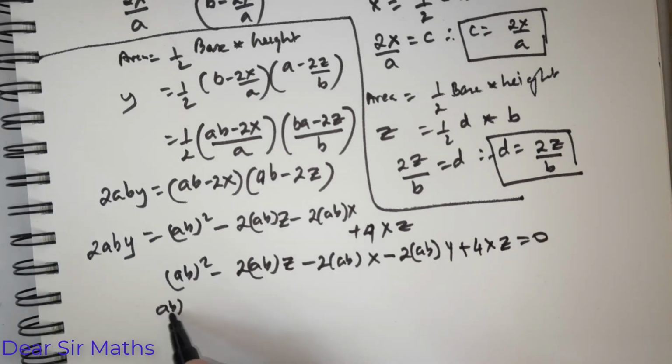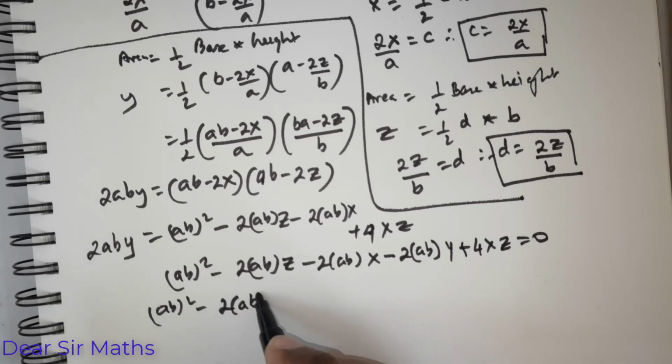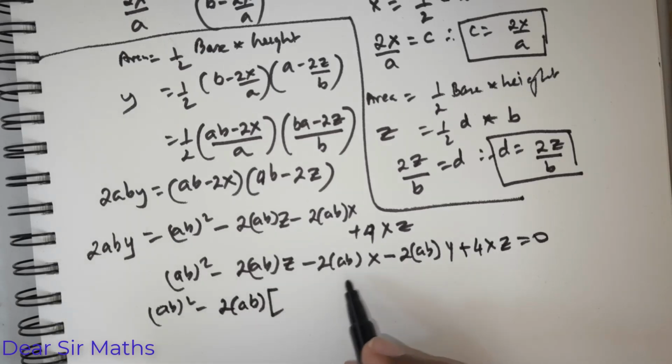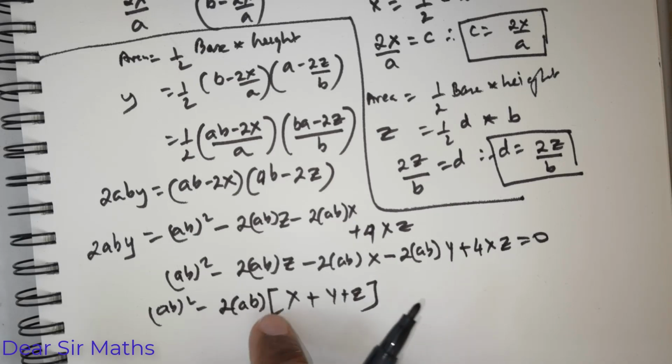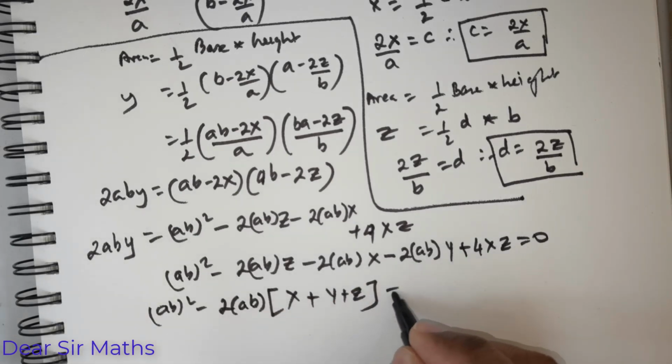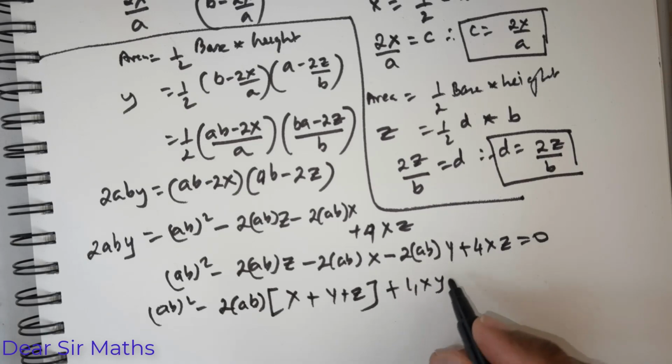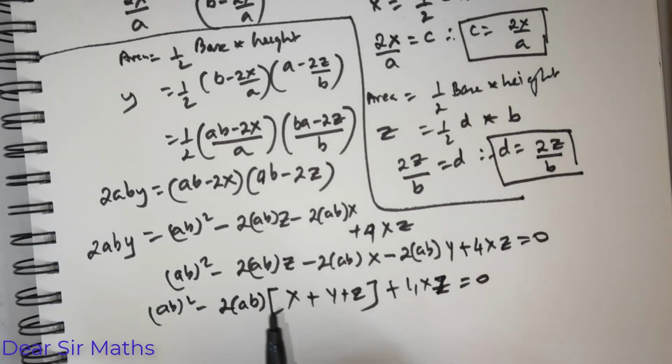So I got AB squared. I take A out, B out. So I take a 2 out, I take an A out, I take a B out. So this is going to be X plus Y plus Z, right? I've taken a 2 out, and AB out, followed by 4 times XZ, which is equal to 0.